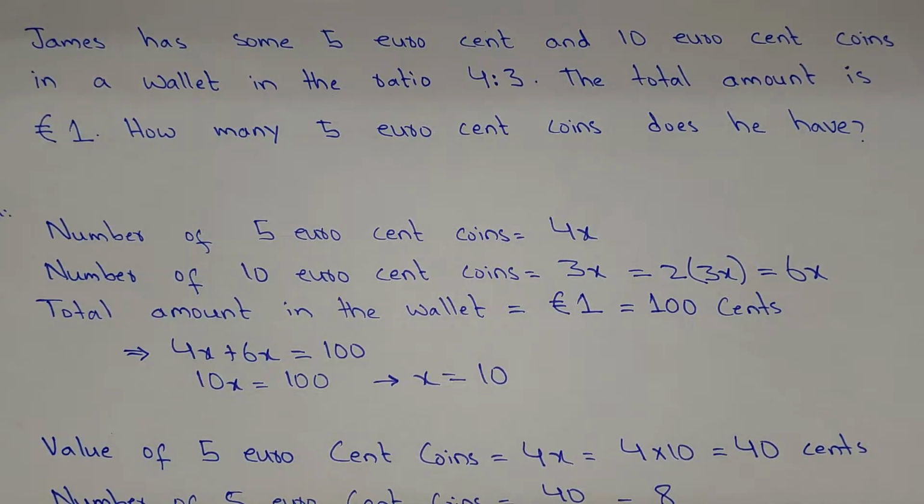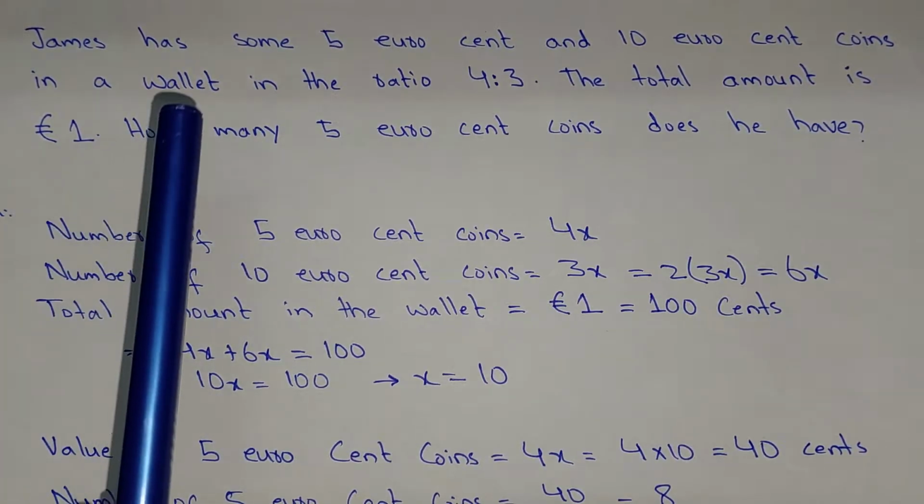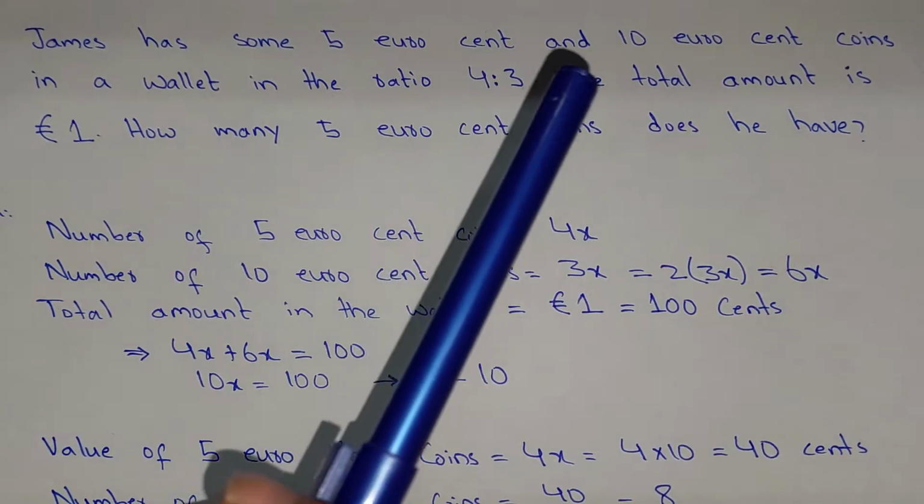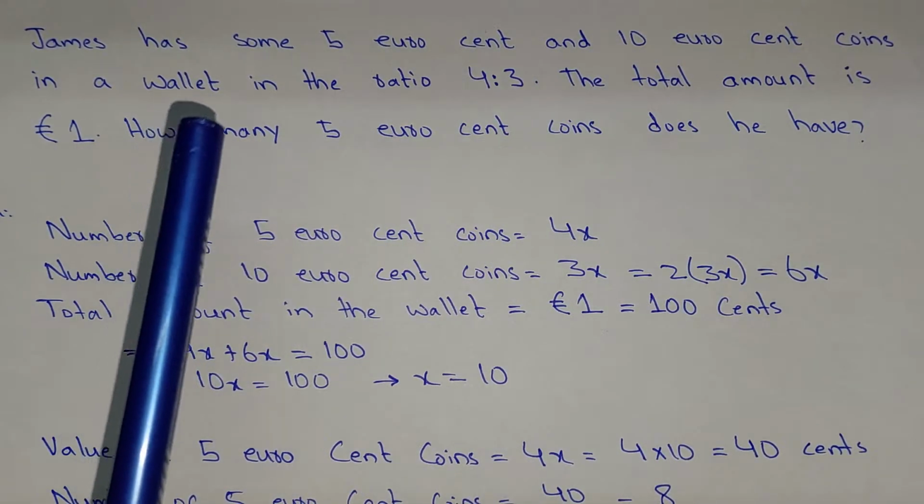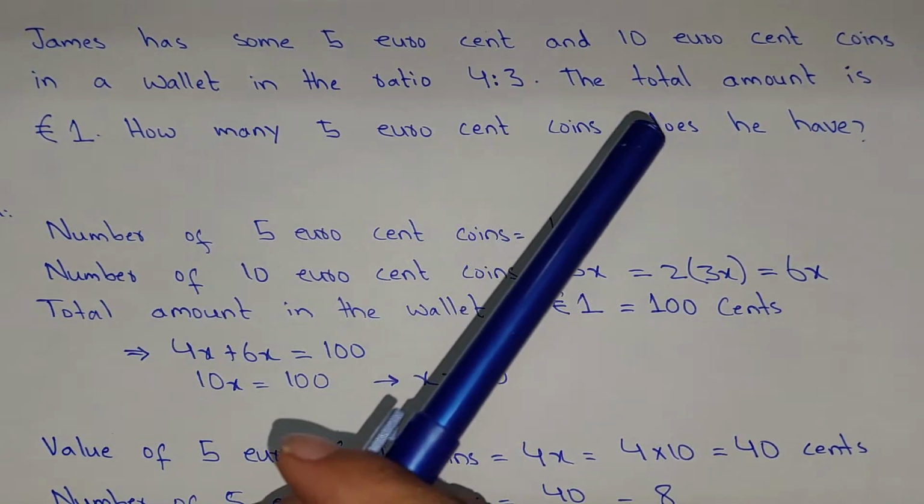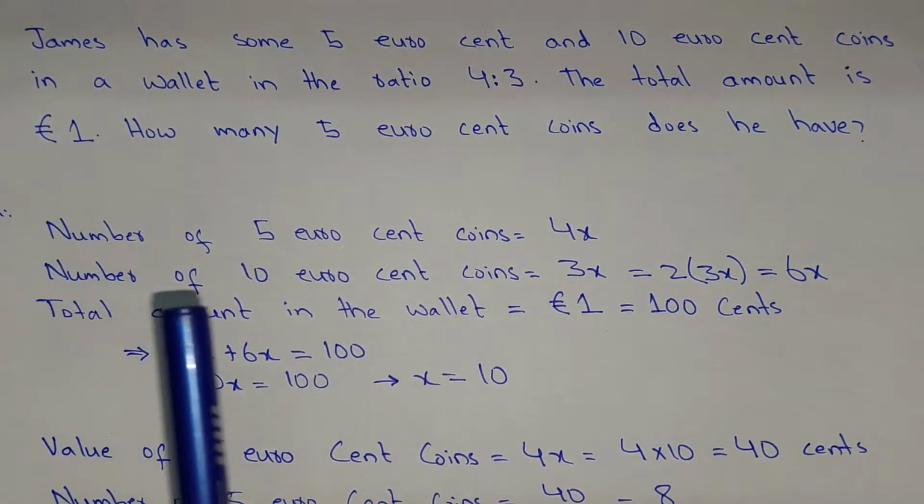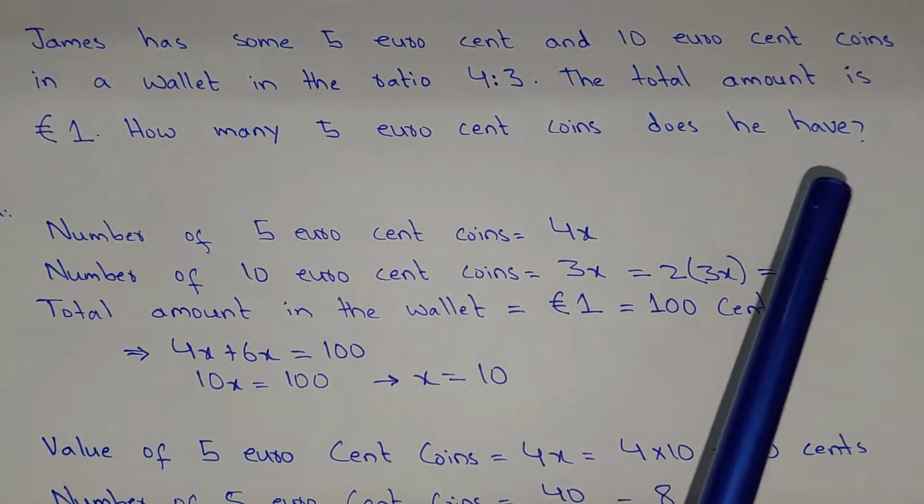In this video we will learn about the word problem which is related to the cost. The problem says James has some 5 euro cent and 10 euro cent coins in a wallet in the ratio of 4 is to 3. The total amount is 1 euro. How many 5 euro cent coins does he have?